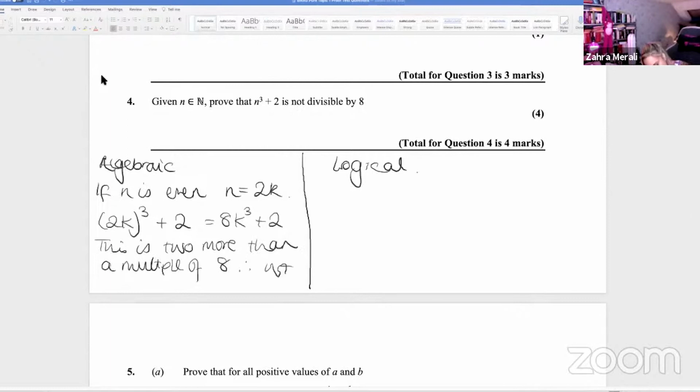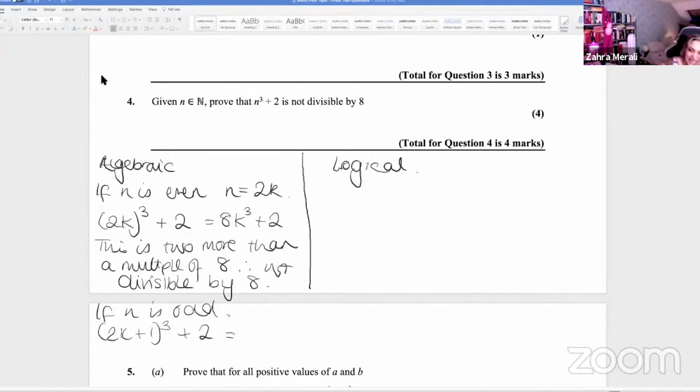Therefore, not divisible by 8, because if we divide it by 8, we're going to have 2 as a remainder. And if n is odd, (2k plus 1) cubed plus 2. You're going to open that all out and you'll get 8k cubed and so on.